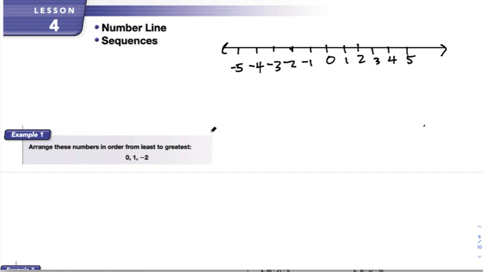This also helps us to determine which one is bigger and smaller. We know that the least ones are this way and the greater ones are this way. So things are increasing as we move from left to right. Arrange the numbers in order from least to greatest. Well, we can look at our number line to help determine. We know that 0 is kind of small and 1 is bigger than 0, but -2 is, quote, smaller or lesser than them all. So here we've organized these numbers from least to greatest.